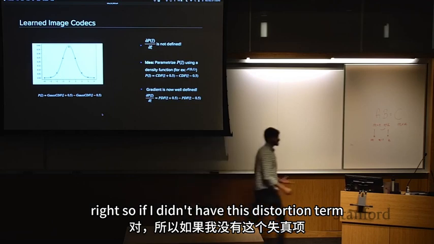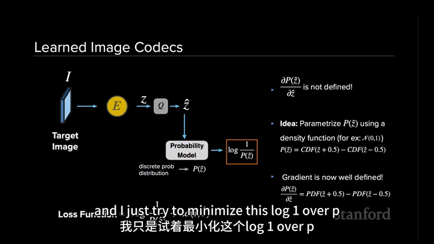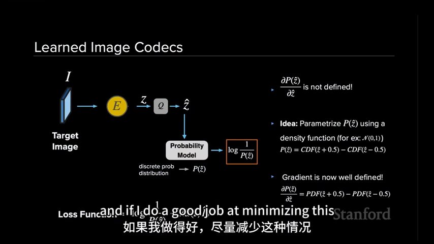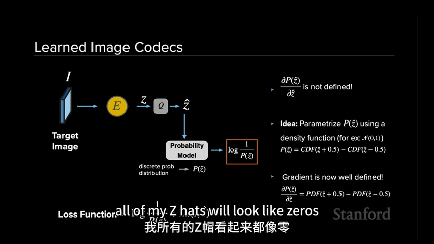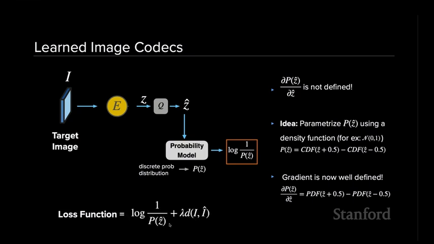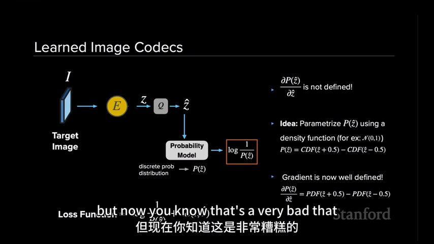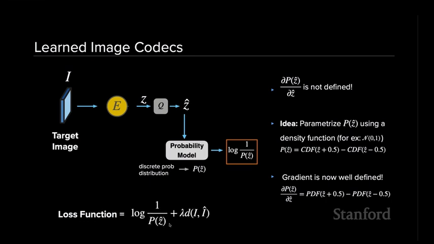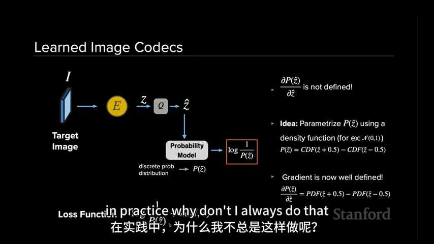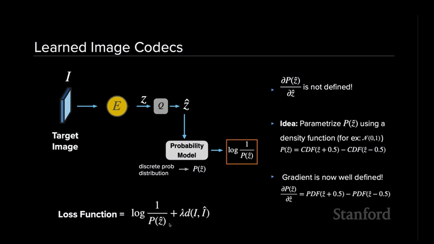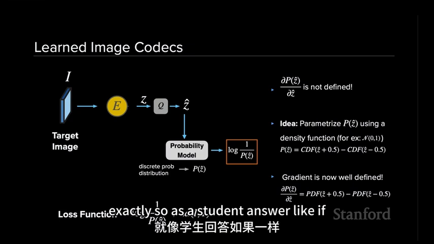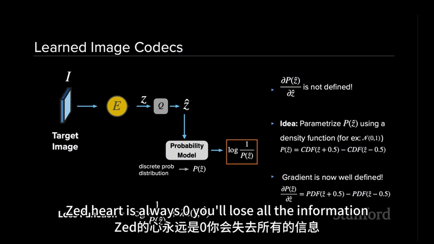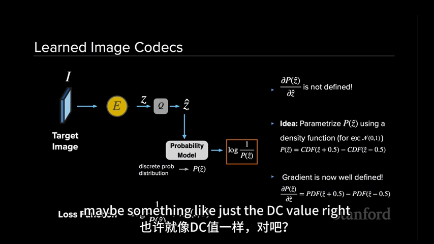So if I didn't have this distortion term, and I just try to minimize this log 1 over p, and if I do a good job at minimizing this, all of my z hats will look like zeros. But now you know that's a very bad idea. Why don't I always do that in practice? As one student answered, if z hat is always 0, you'll lose all the information. That's like transmitting just the DC value, right?